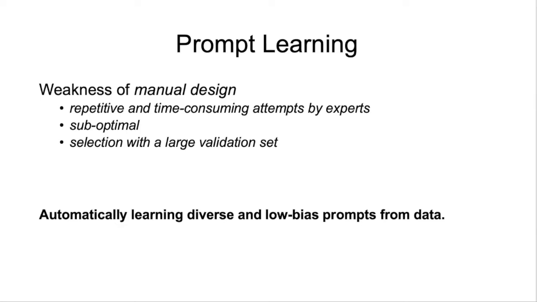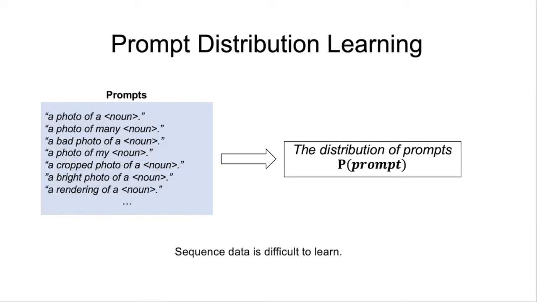In this work, we present prompt distribution learning, ProDA, as a data-driven approach for automatically learning diverse and low-bias prompts from data. Given the purpose of learning the prompt distribution, the challenge is how to perform the learning efficiently. Considering the soft prompt as a sequence of tokens, precise modeling relies on a complicated sequence generation model, requiring a large number of target samples for training.